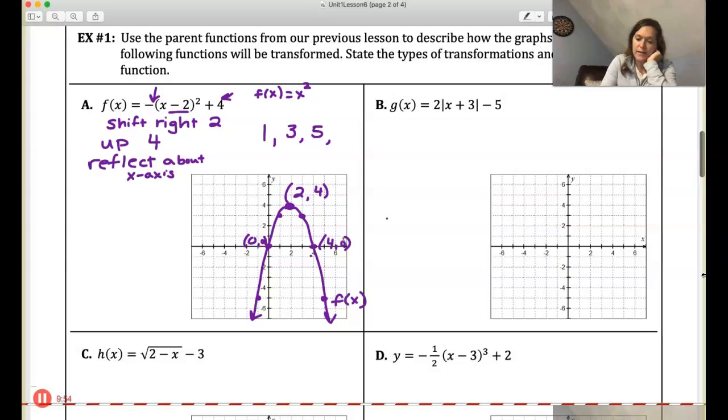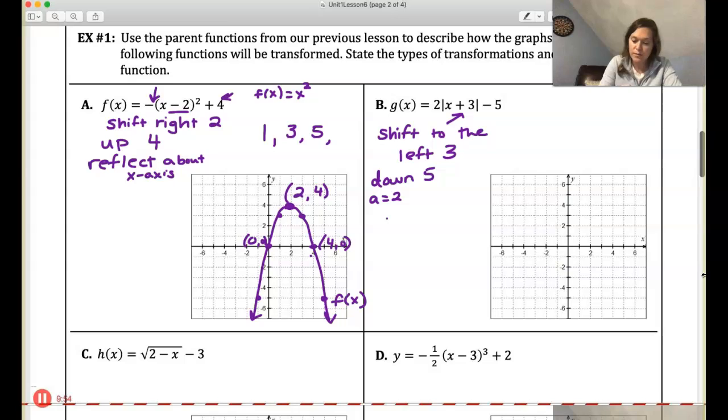So B, I see a +3 happening inside, which means that we're going to shift to the left 3 units. I see a -5, which means we're going to go down 5. And then I have that 2 in front, so my A is equal to 2, which means that we're going to stretch it.